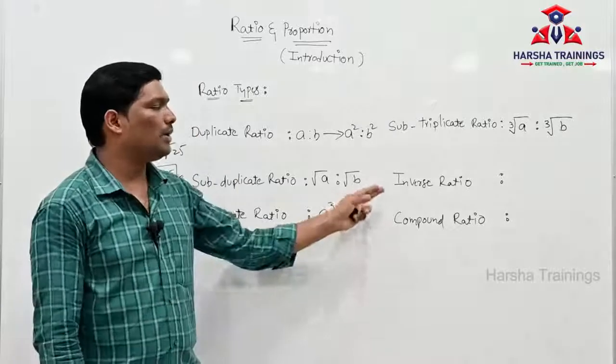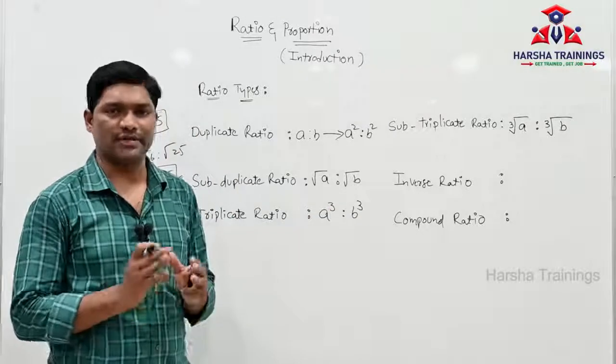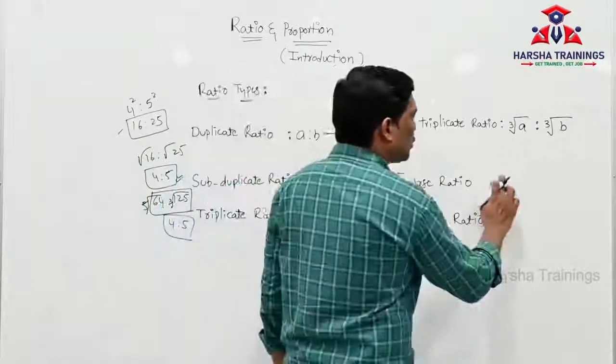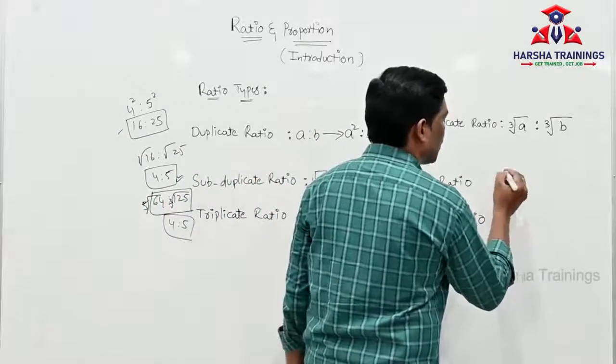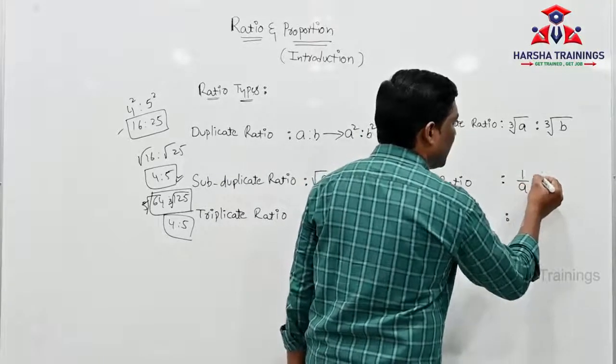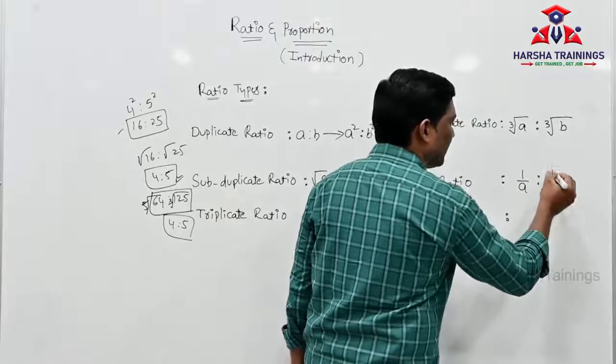And next, move on to the next point, inverse ratio. It's a very, very important point, guys. For example, A is to B, the inverse ratio is 1 by A is to 1 by B.